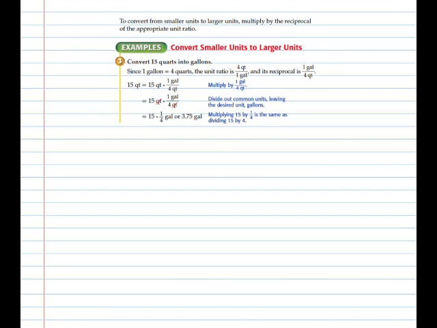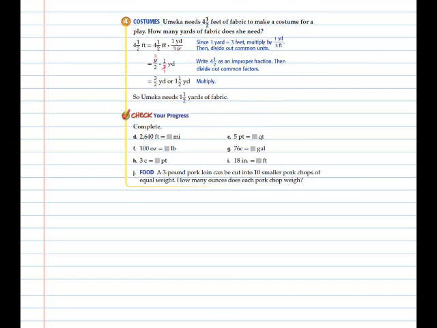To convert from smaller units to larger units, multiply by the reciprocal of the appropriate unit ratio. In this case, I'm going from quarts to gallons. Quarts are obviously smaller than gallons. So my unit ratio is 4 quarts per gallon. I use the reciprocal of that. I take 15 times that ratio. I divide out the common units. I get a result of 15 over 4, which they've kind of skipped over here. I rewrite that as 3 3/4 gallons, as they've written in the example.